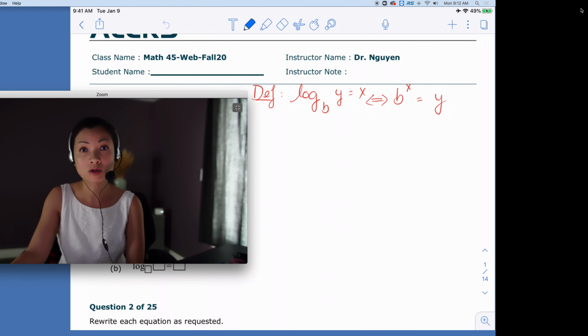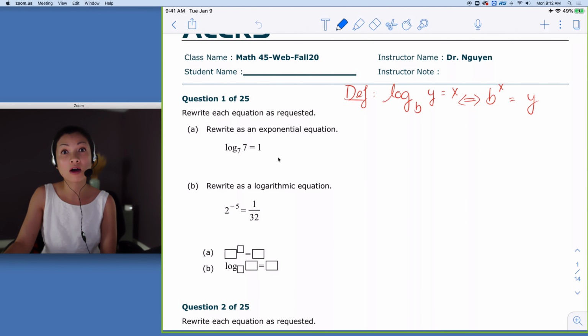Hi class, for this module we want to talk about log functions and exponential functions. These two functions are the inverses of each other. Before we begin, I just want to remind you that for this module, you need to know the definition of log and exponential really well. In a way, you need to know how to go back and forth between log and exponential. One more thing, you need to know the properties of log really well as well. So let's begin.